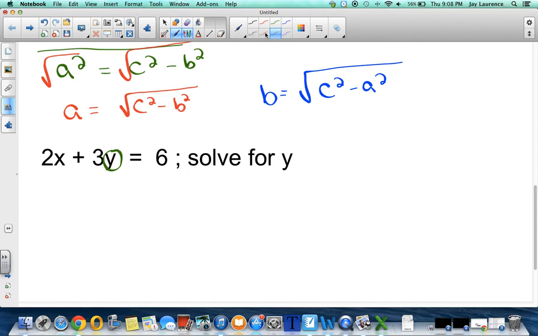I'm going to ask myself, what numbers are attached to y? Well, I have a 2x, and the 2x is attached by addition, and I have a 3, and the 3 is attached by multiplication, right? See, I'm treating this 2x just as a number, as if it was a 5 there, or a 12 there, or something like that. So I'm going to get rid of the 2x first.